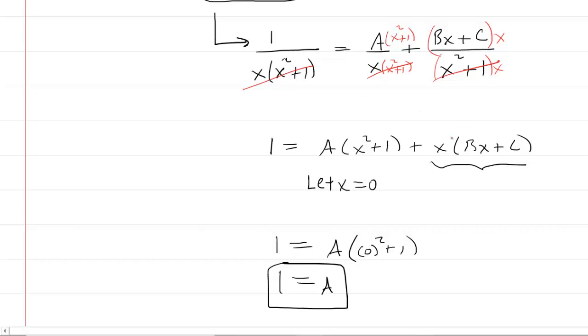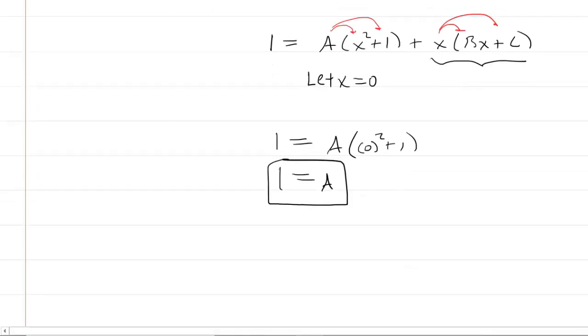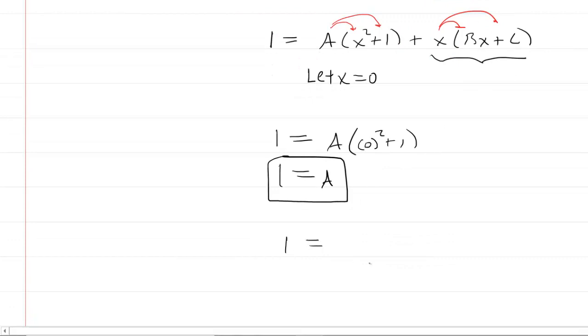And I suppose here we're going to have to go through it the long way. We're going to have to distribute the a and then distribute this x. So we'll kind of come down below here. We'll have 1 equals, well, in fact, a is equal to 1. So we're actually just distributing a 1. And so we're going to have 1 times x squared, which of course is just x squared. Let's not be silly here. And then 1 times 1 is just 1. So x squared plus 1 essentially. And then we have plus bx squared plus cx.